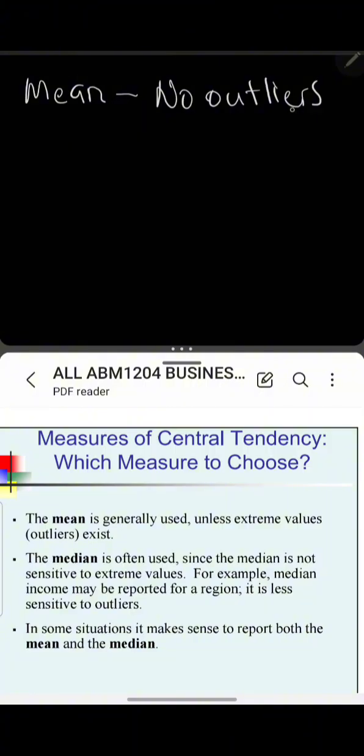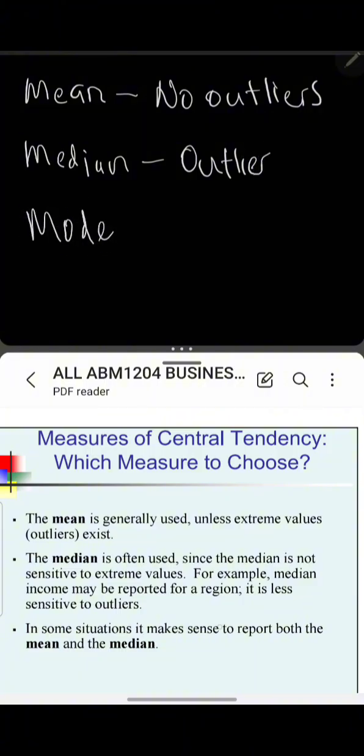It works when there are no outliers. If there are outliers, then you don't use the mean. You go for the median. The median is often used since it is not sensitive to extreme values. For example, median income may be reported for a region. It is less sensitive to outliers, so this works if there are outliers. Then the mode.